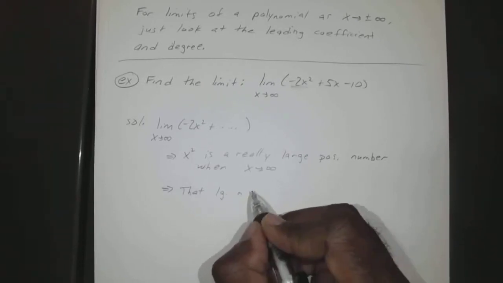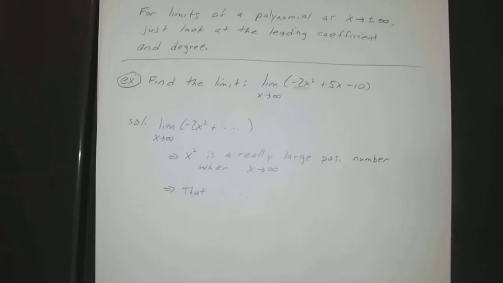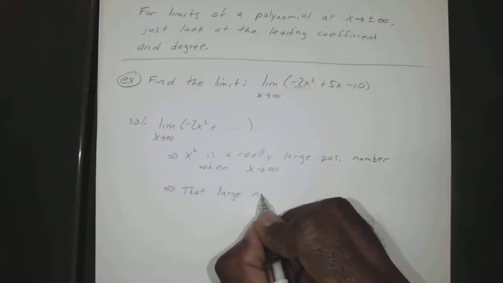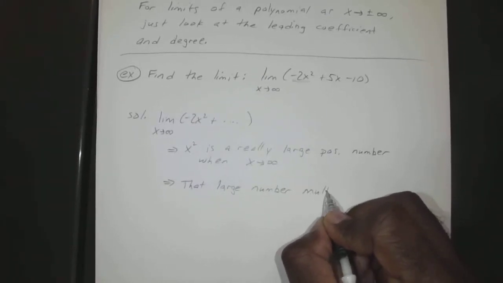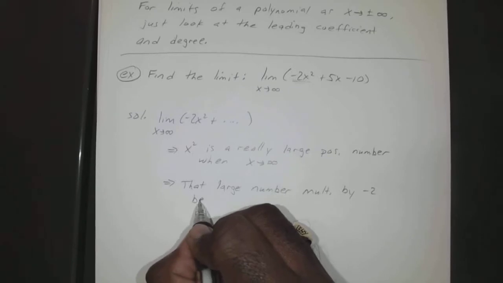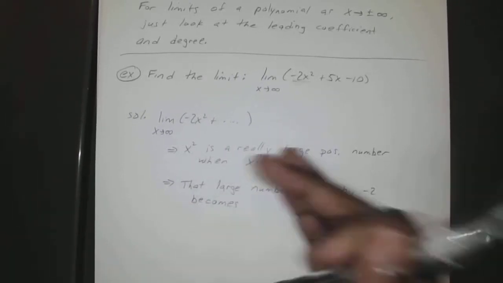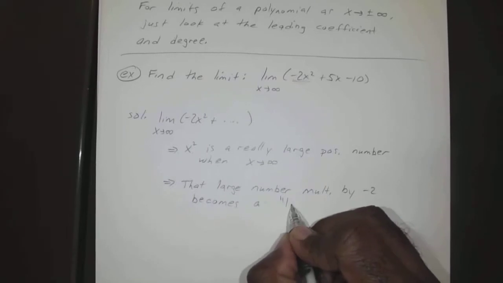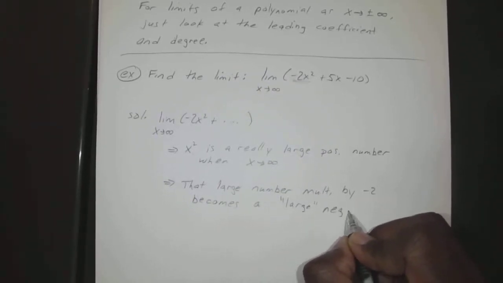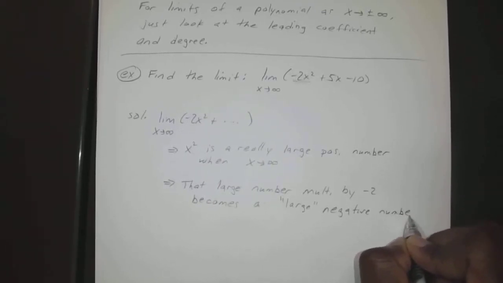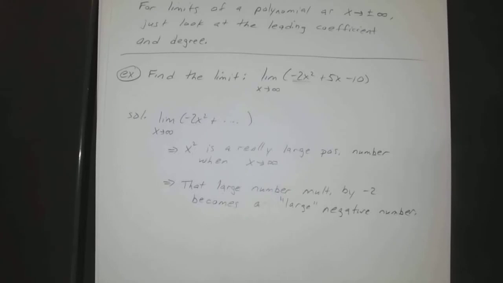Okay, so that large number, let me write out the actual word "large" in case people don't understand my shortcuts. That large number multiplied by negative 2 now becomes negative. Well, you can say, and I hate to do this because it's technically not right, it becomes a large negative number. And I put "large" in parentheses because as a negative number gets bigger, like negative million, negative billion, negative trillion, it's actually getting smaller, so I didn't want to say "large" without parentheses. Becomes a large looking number.